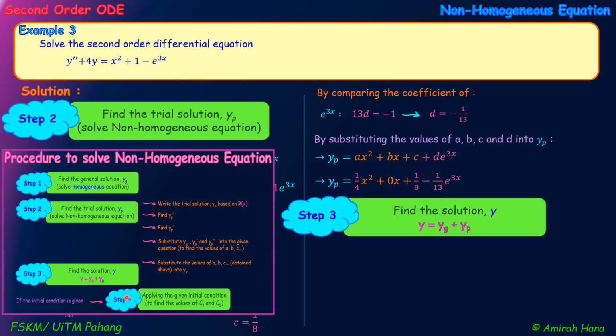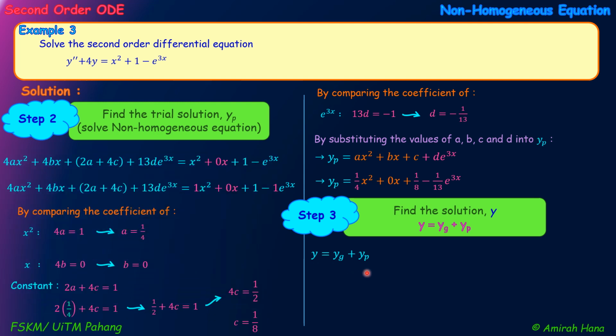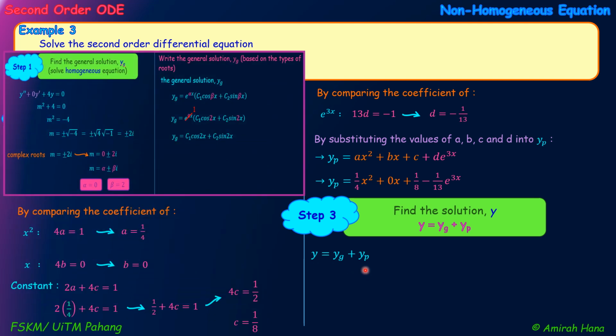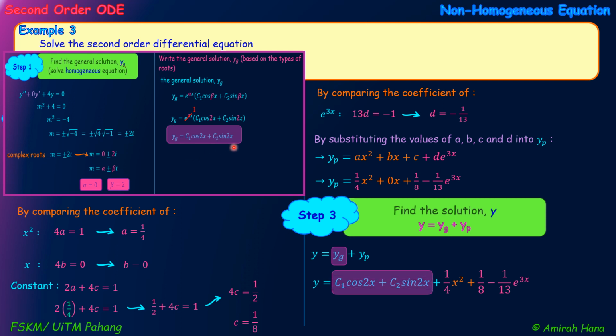Step 3. We find the solution y. y equals yg plus yp. From the previous slide, we get yg equals c1 cos 2x plus c2 sin 2x. So we replace it here, and we write yg equals c1 cos 2x plus c2 sin 2x.